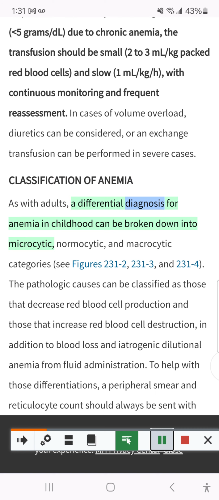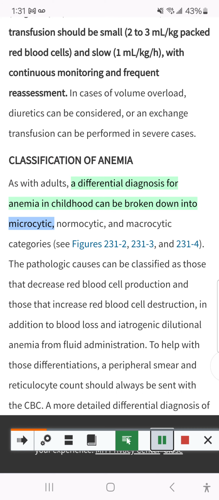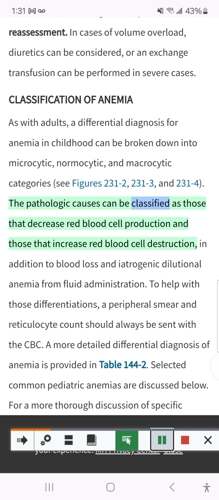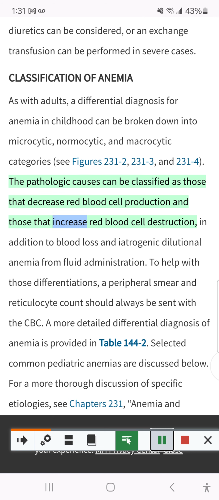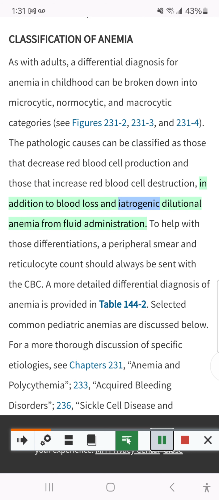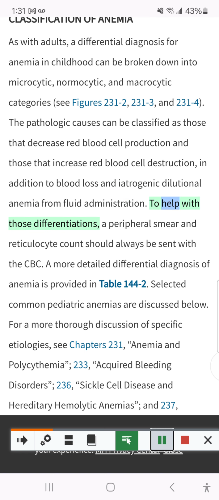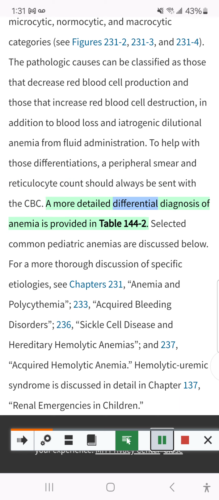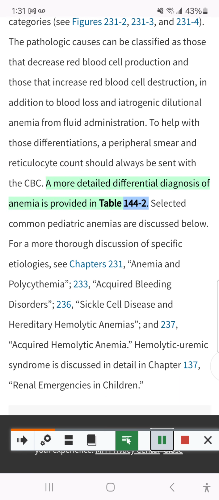As with adults, a differential diagnosis for anemia in childhood can be broken down into microcytic, normocytic, and macrocytic categories. See figures 231-2, 231-3, and 231-4. The pathologic causes can be classified as those that decrease red blood cell production and those that increase red blood cell destruction, in addition to blood loss and iatrogenic dilutional anemia from fluid administration. To help with those differentiations, a peripheral smear and reticulocyte count should always be sent with a CBC. A more detailed differential diagnosis of anemia is provided in Table 144-2.